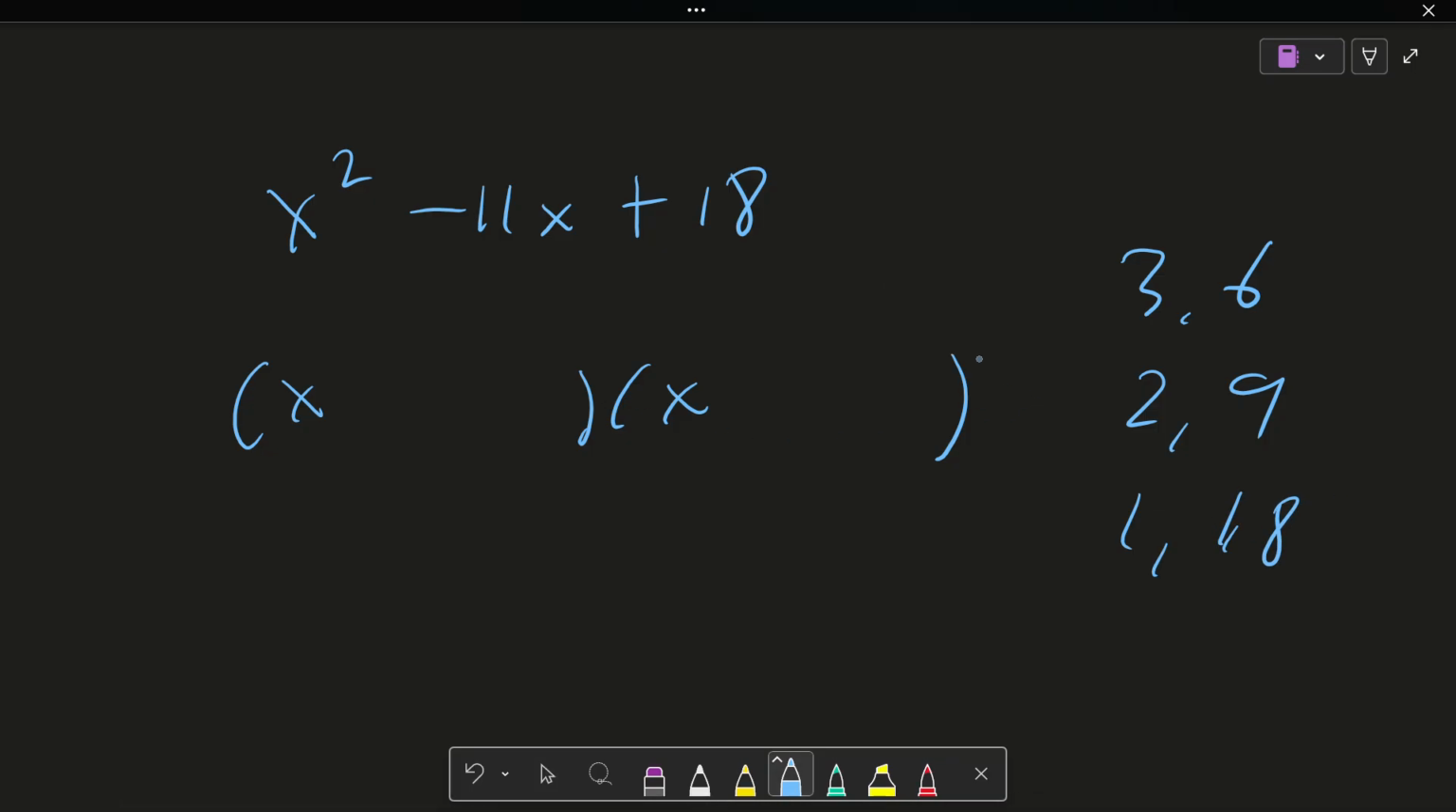As you notice, if we add these two numbers together we get 9, if we add these two numbers we get 19. The only possibility is these two numbers here, 2 and 9. So you put here 2, 9. Put negative and negative. So you will get the factorization. Okay, 9 times 2 is 18.